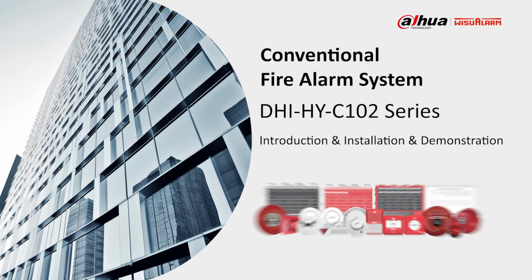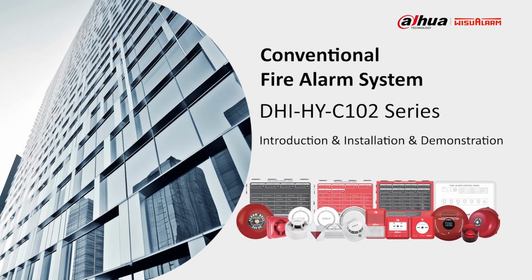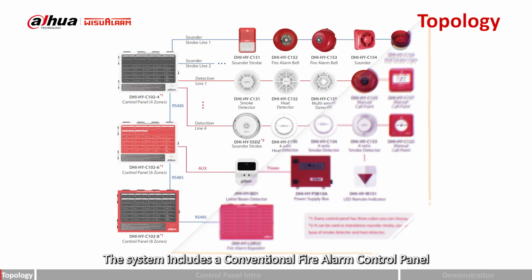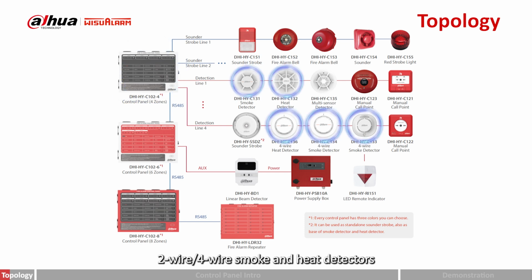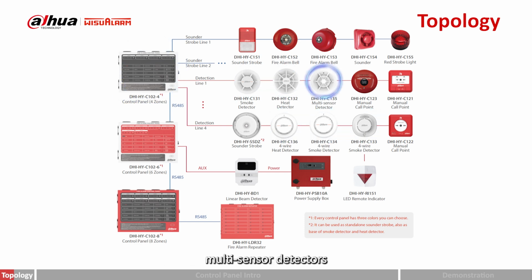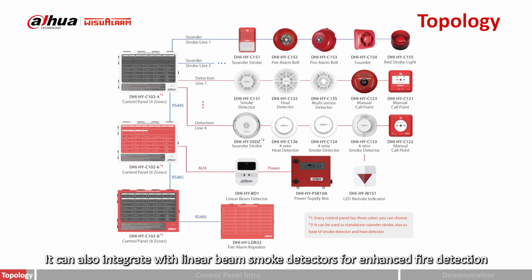Hello everyone! In this video, we'll explore the Dahua conventional fire alarm control panel with 4 zones. The system includes a conventional fire alarm control panel, 2-wire/4-wire smoke and heat detectors, multi-sensor detectors, manual call points, strobes, bells, sounders, and remote indicators. It can also integrate with linear beam smoke detectors for enhanced fire detection.